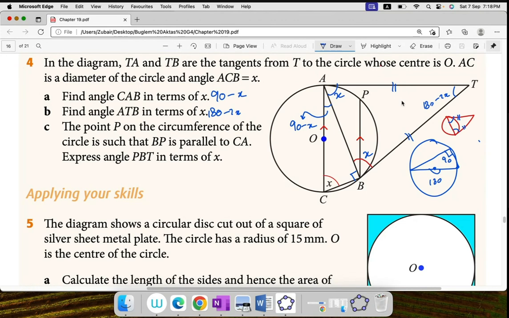Last one says the point P on the circumference of the circle is such that PB is parallel to CA. Express angle PBT in terms of x. PBT. Let me just write this x at a different place or the same place, and this is the unknown angle.